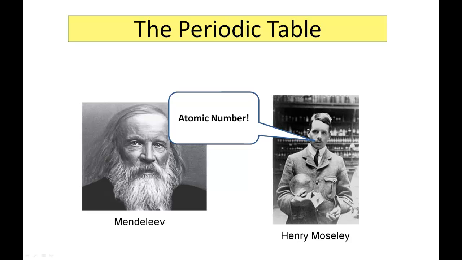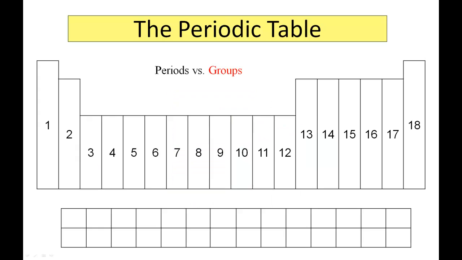Mendeleev got most of the credit for the periodic table. In fact, he's considered the father of the periodic table because although not very many people believed that he was right in his way, he predicted where several elements would exist once we discovered them. And when it turned out that he was right, they gave him all the credit.